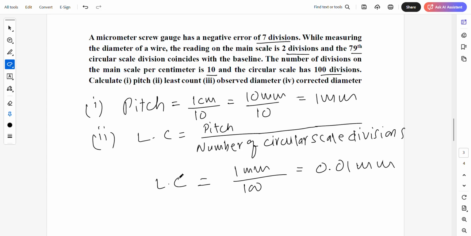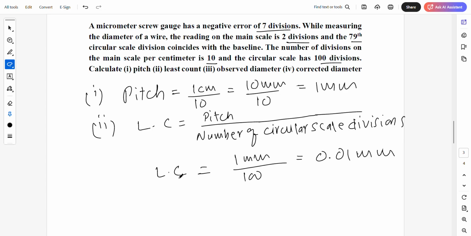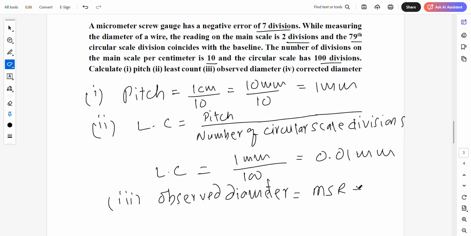Now, what is the observed diameter? Directly write the formula without any correction, that is MSR plus CSR into least count. How much is the main scale reading? Main scale reading is 2 divisions.